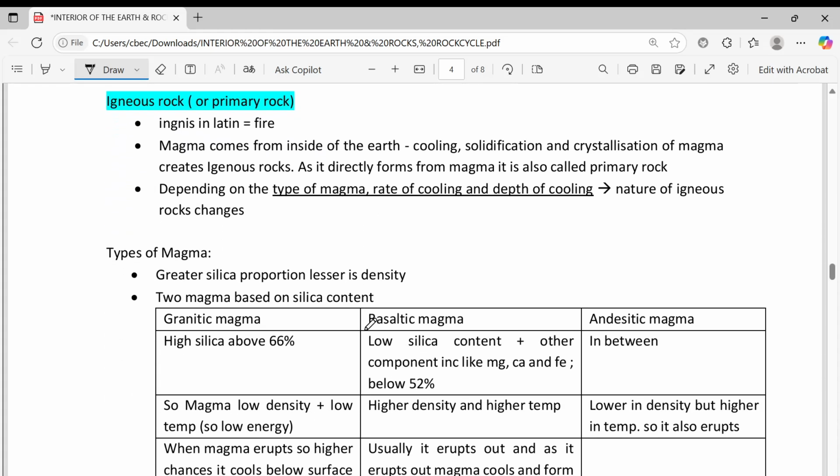Then the three types of rocks, these are important, we have to study. First is igneous rocks, then sedimentary, then metamorphic rocks. These are the three most important, and important questions come in various exams from this topic, including the SSC exam. Igneous means fire.